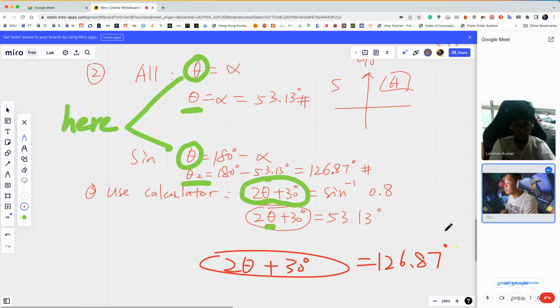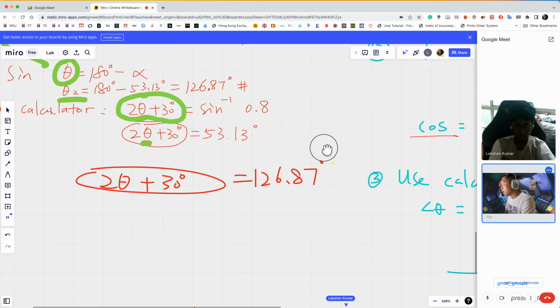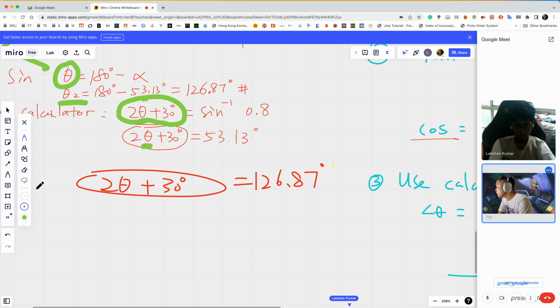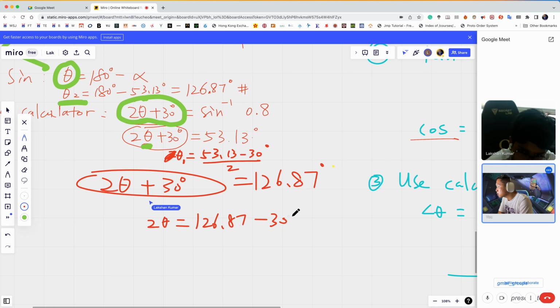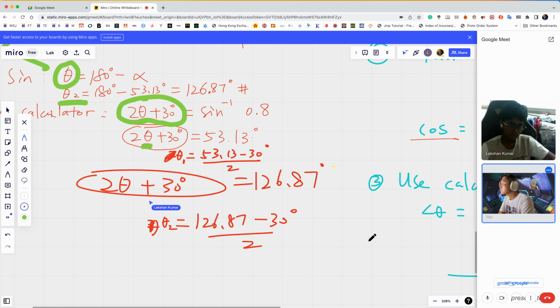Okay, and now, then you go and solve for the theta in the question. So 2 theta equals 53.13 minus 30. Then of course you divide by 2. So the first theta is equal to this. And then the second one is 2 theta equals 126.87 minus 30. Then of course you divide by 2. So this is your theta 2. Okay?